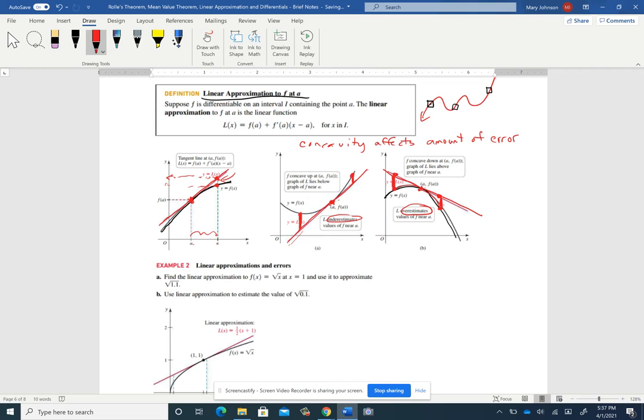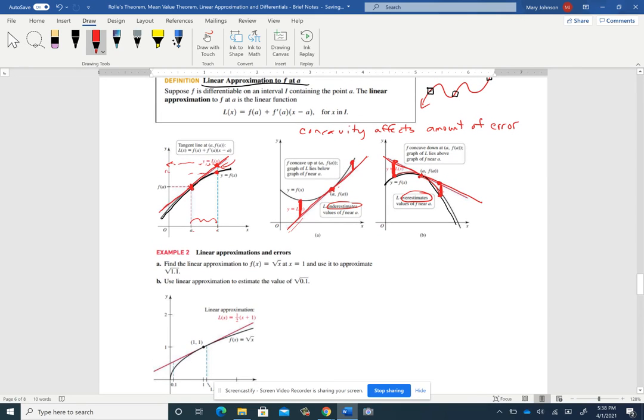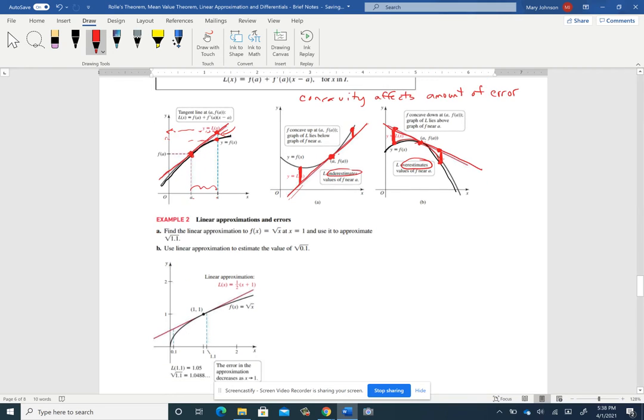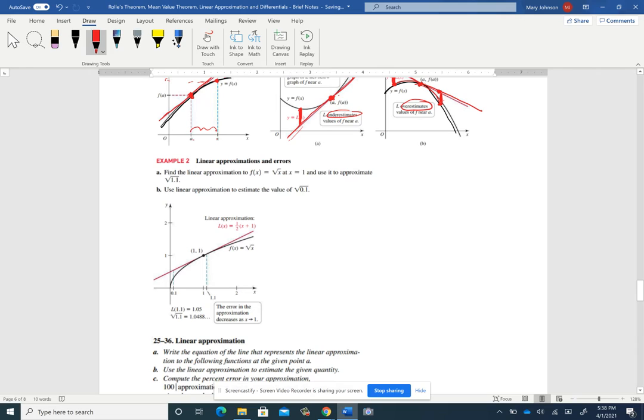Okay, but be aware that you want to be close. You want to stay close to this point of tangency that you're using when you write the linear function. Okay, so let's look at an example. So we're going to look at example 2.